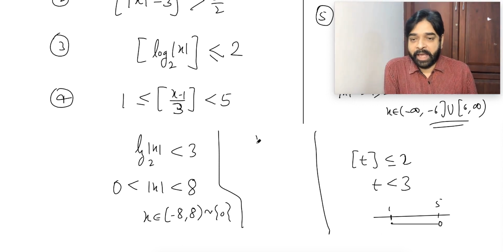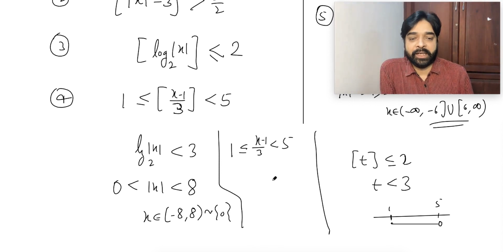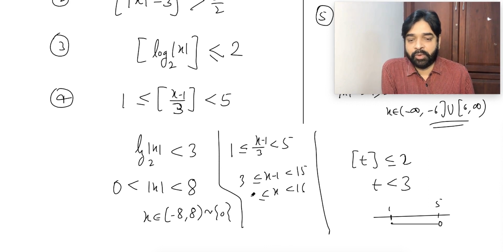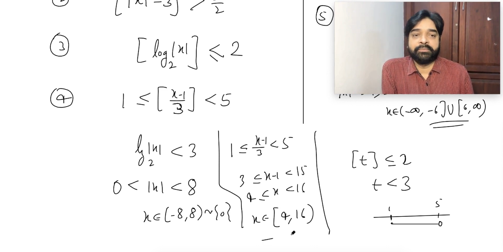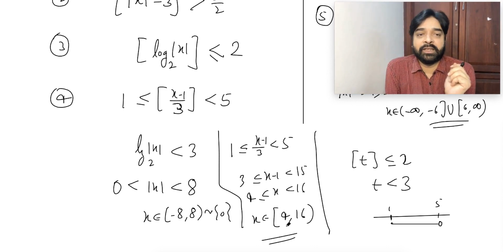That means (x minus 1) by 3 should be greater than equal to 1 but less than 5. Check it, I did correct. I may do a mistake. So x minus 1 will lie between 3 to 15. So x will lie between 4 to 16. The final answer is 4 closed to 16 open. How many of you got the same answer? Good.